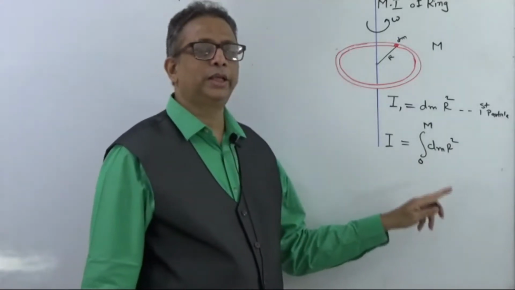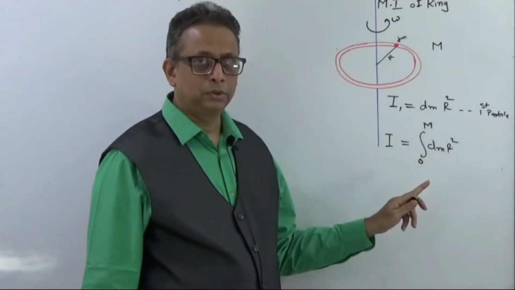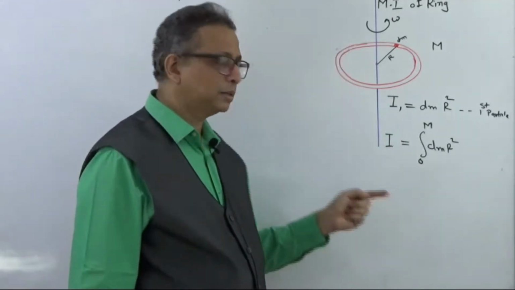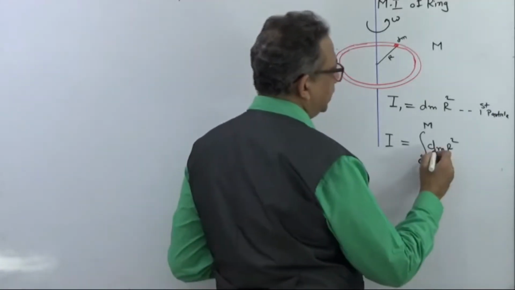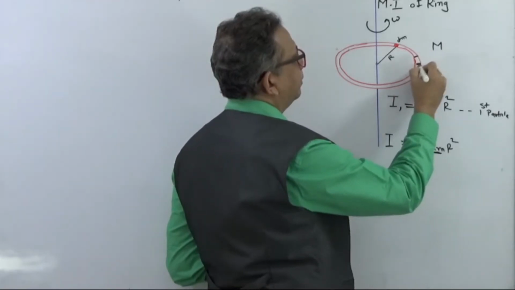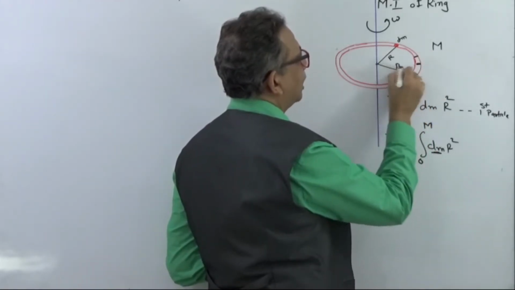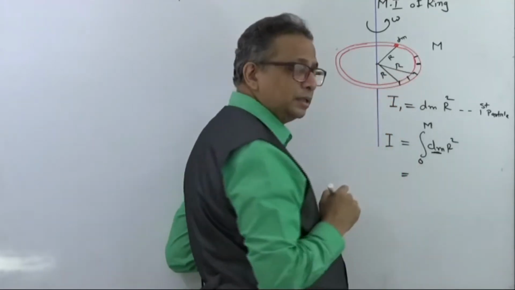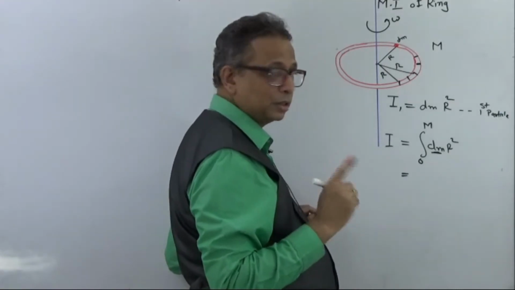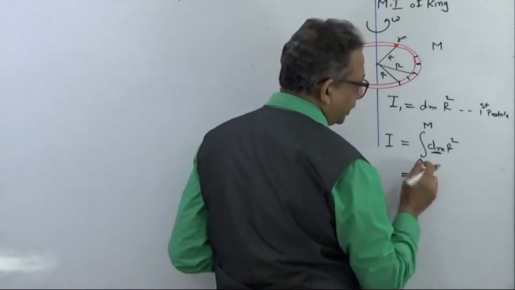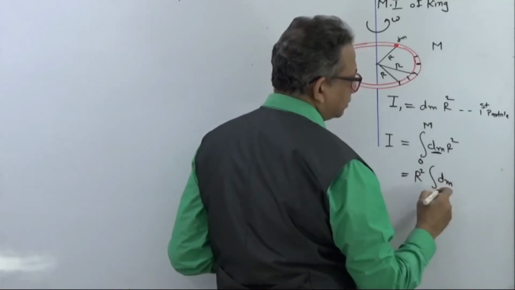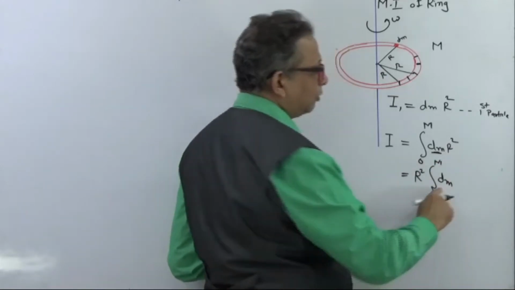This dm is going to change from 0, the smallest value of the mass, to the total mass m. So if I integrate this dm, here r square, for all the other particles m1, m2, m3, m4, the radius r is the same. Is r changing for the other particles? No. R is constant, so constants always come out of the integration, and it will be r square times the integration of dm from 0 to m.